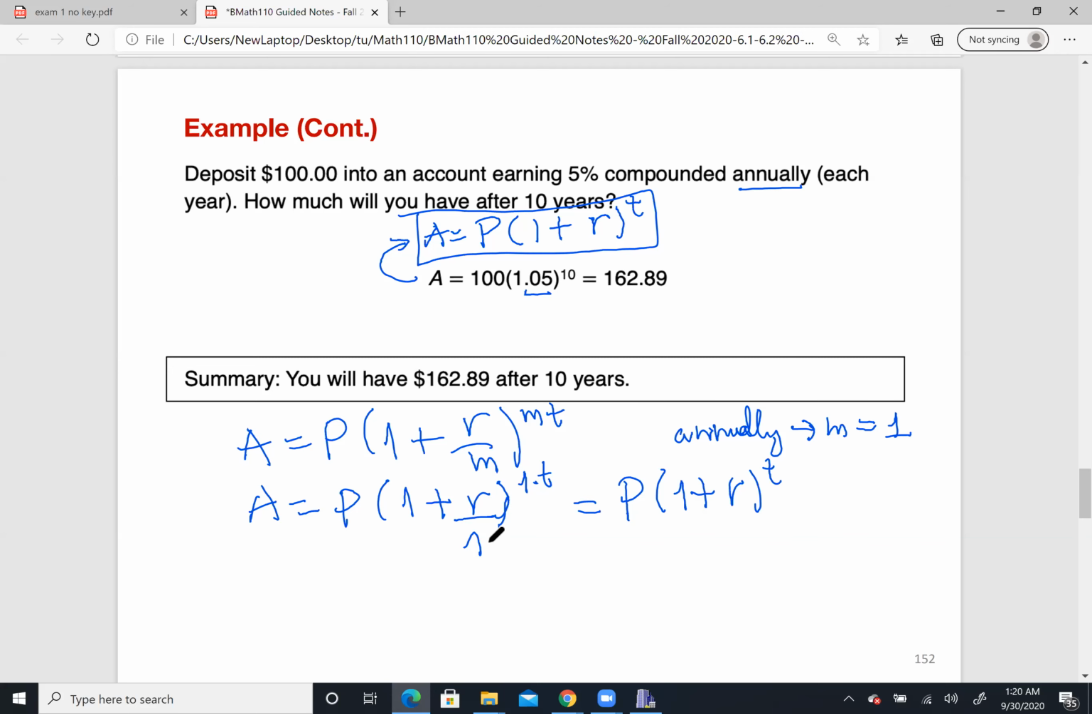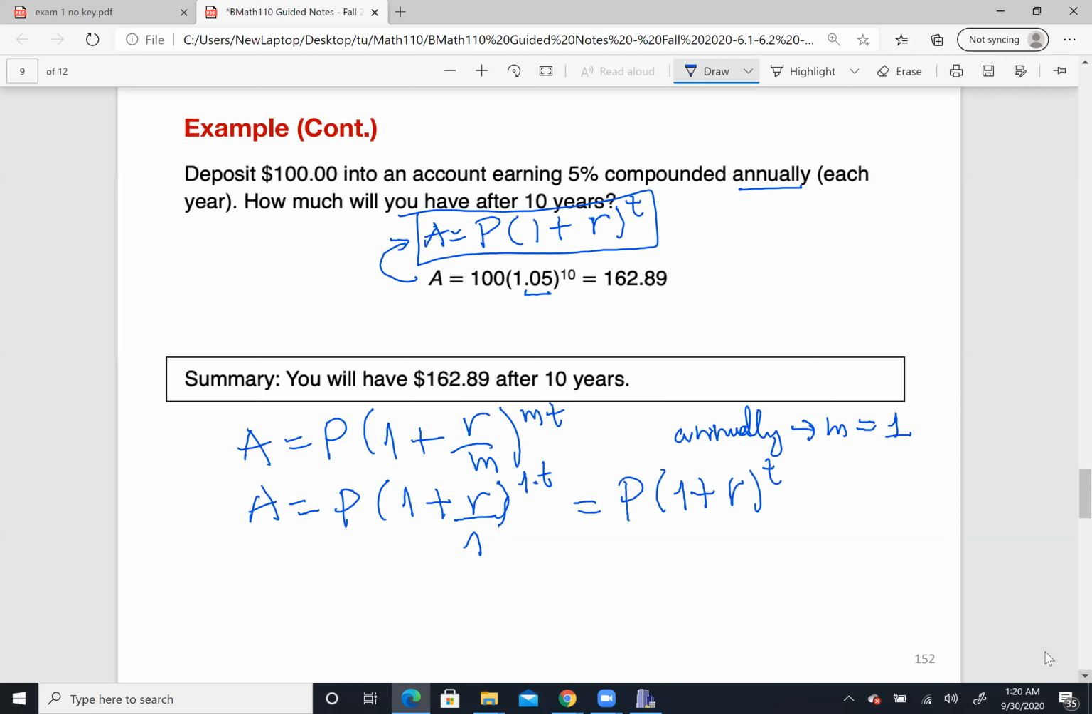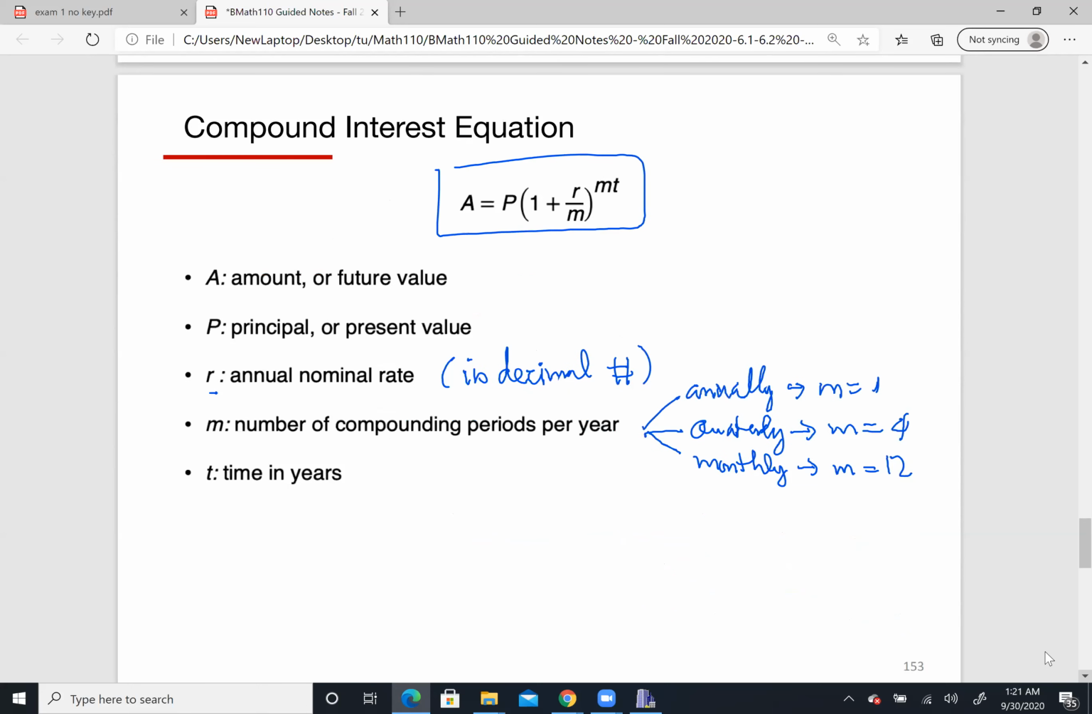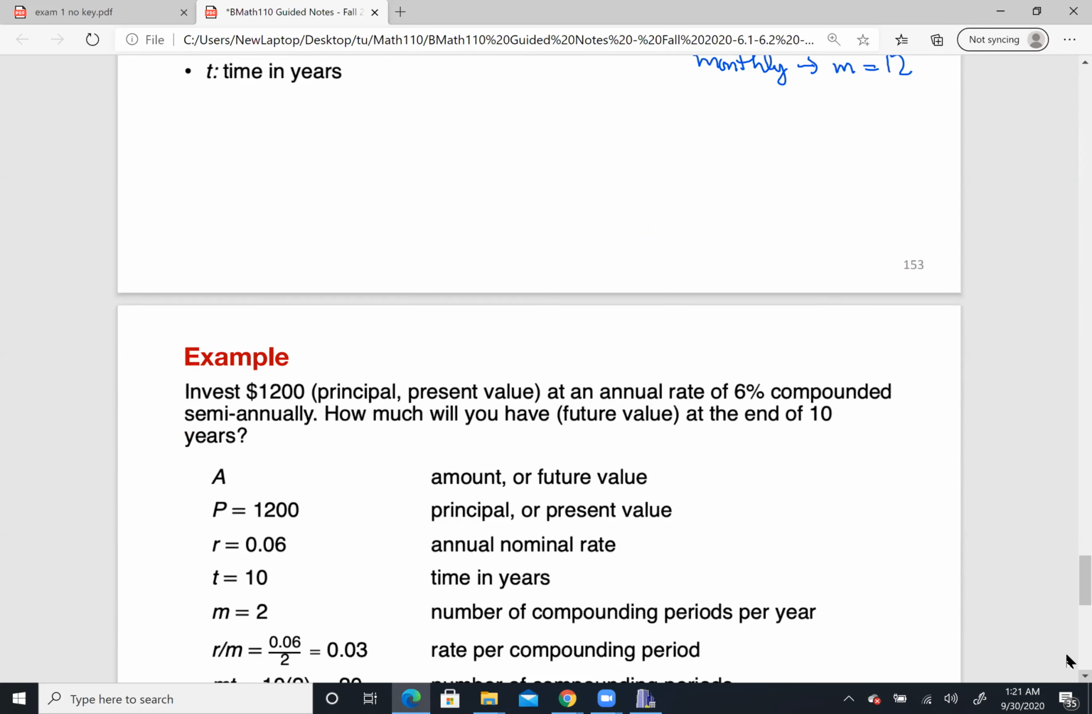Okay, so basically the general formula for the compound interest equation is this one, and you have to make sure whether the problem is talking about compounding annually, quarterly, monthly, or even daily, to substitute the m in here. So you're going to have a simplified formula. All right, so let's move down and do an example in here.